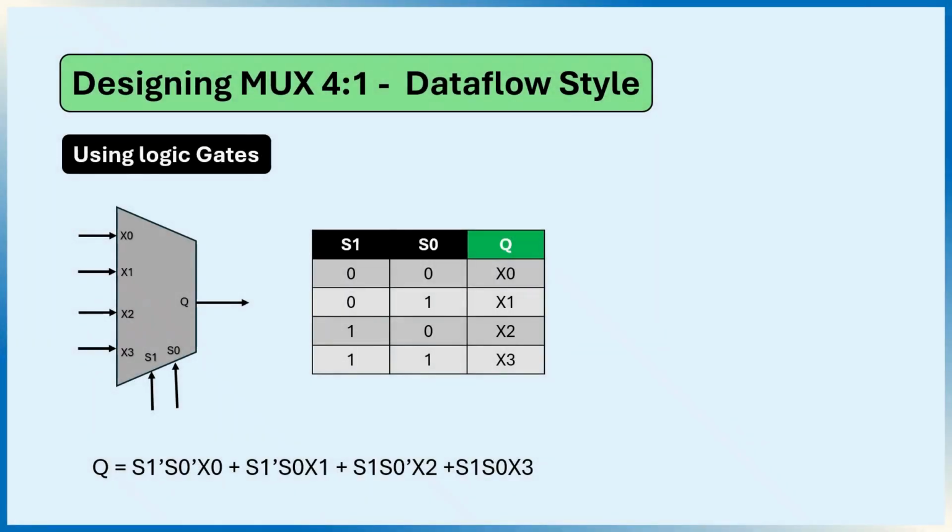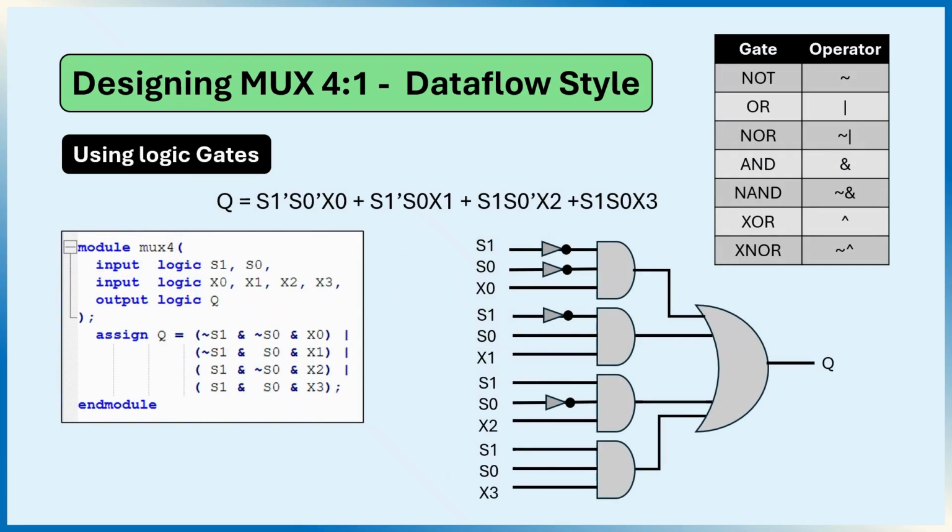Let's design a 4-to-1 multiplexer using the Dataflow style. We have the behavioral equation, and the truth table that shows the select lines S1 and S0 choose exactly one of X0, X1, X2, or X3 to pass to Q. Now let's map that equation to logic gates and continuous assignments.